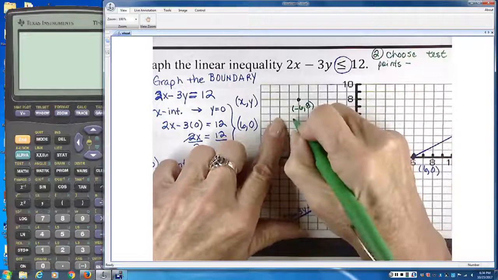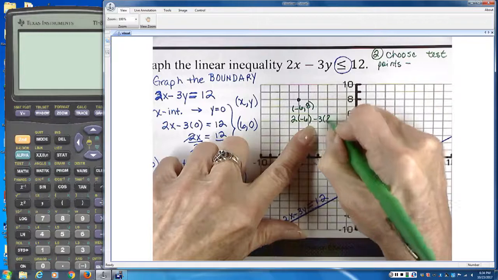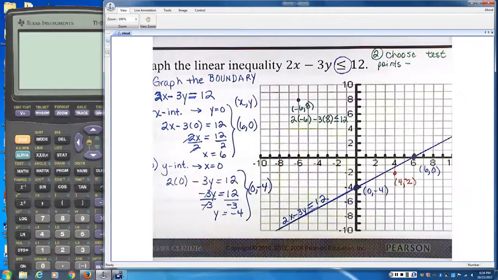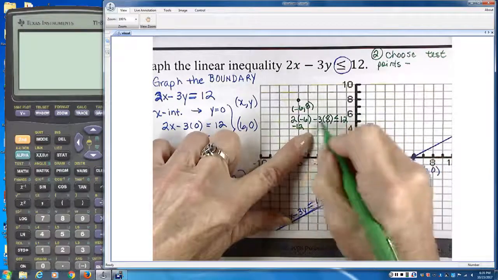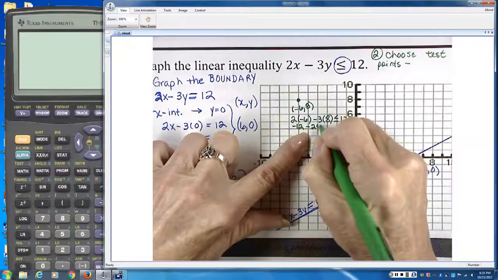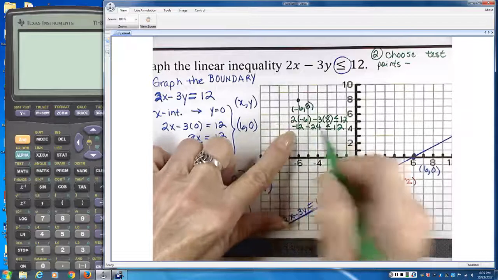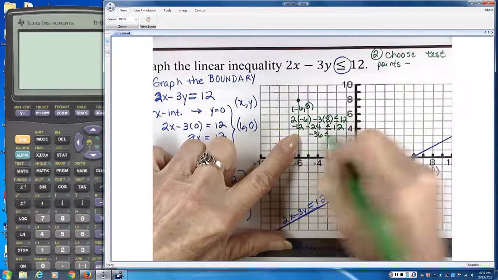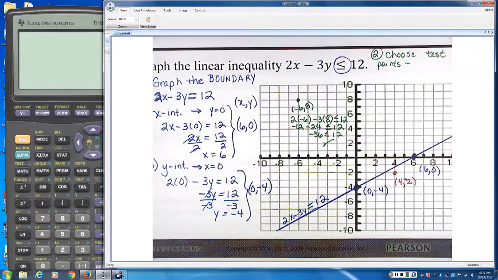2 times -6 minus 3 times 8, and I want to know if that's going to be equal to or less than 12. Well, 2 times -6 is -12, minus 3 times 8 is -24, and is that equal to or less than 12? Well, -24 and -12 makes -36, and that is indeed equal to or less than 12. So that point works. That one makes the inequality a true statement.